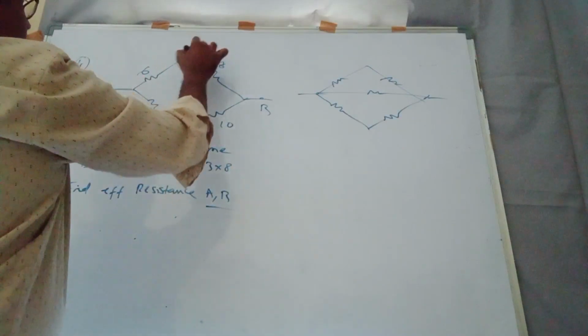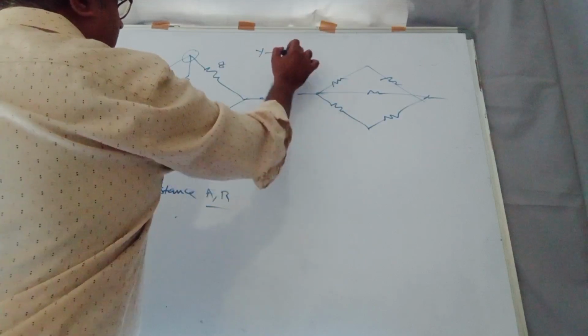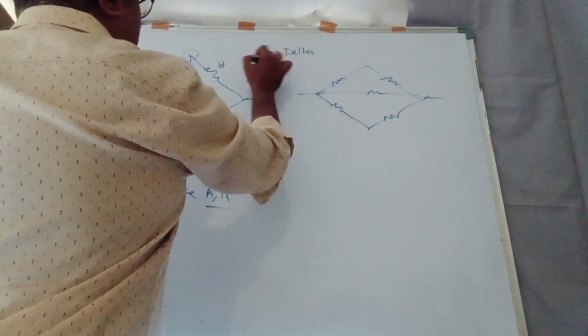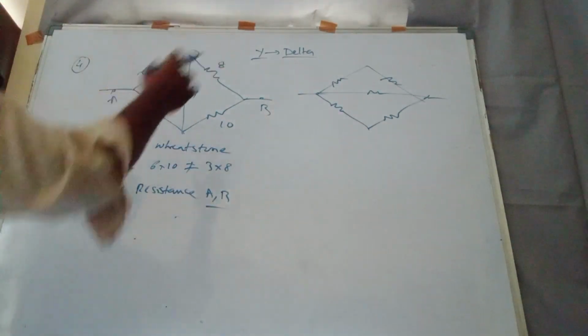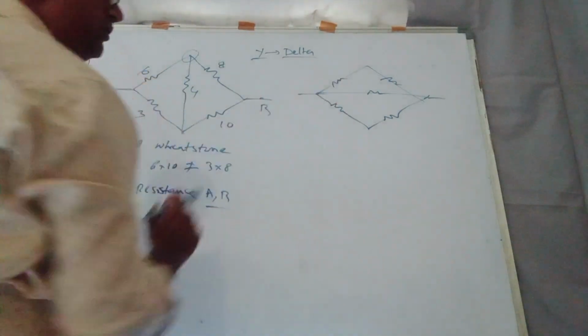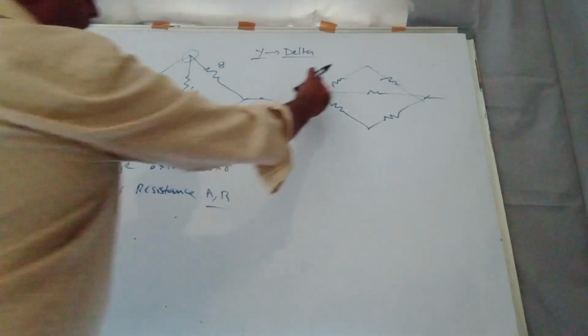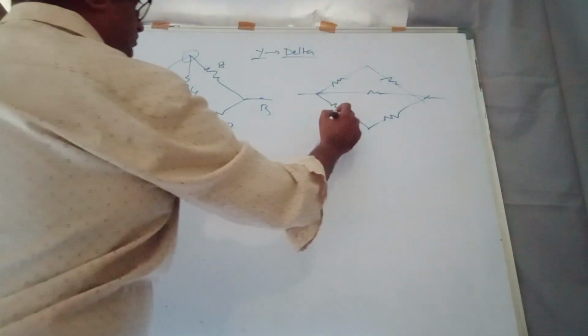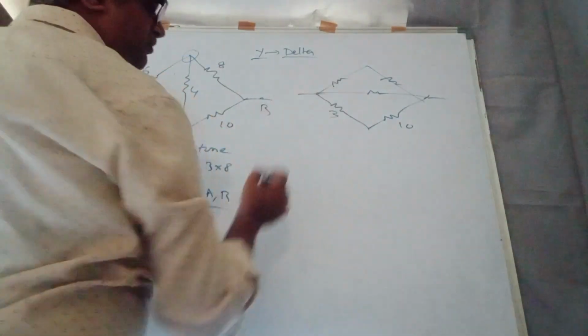Basically I am converting this into this format. This is called converting Y to delta format. Converting into this format, this circuit can be analyzed more easily than this one. So there is a small procedure there. So we have to find out all this. So this is already known. This is 3, this is 10. So in order to convert this into this, I'll tell you a small trick.